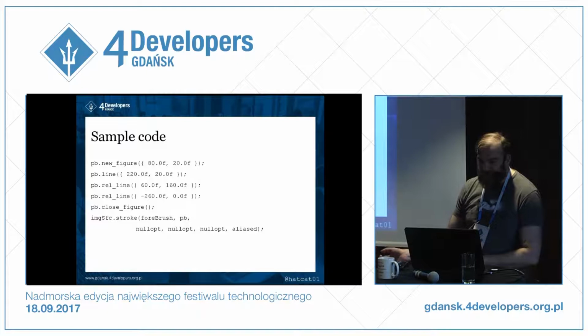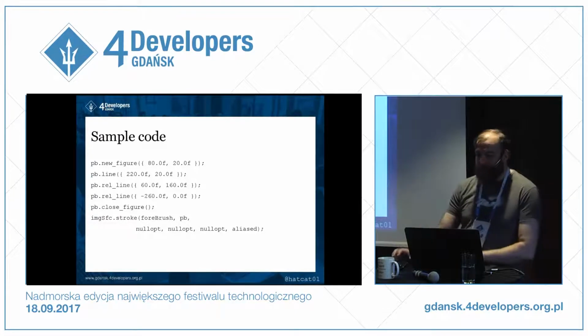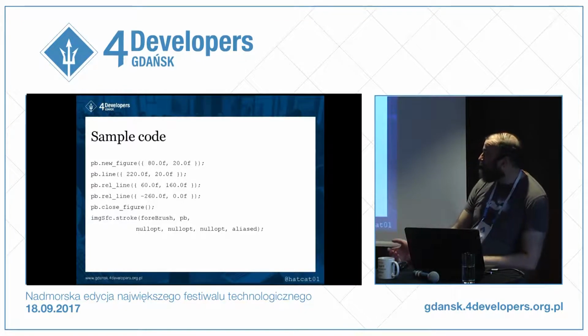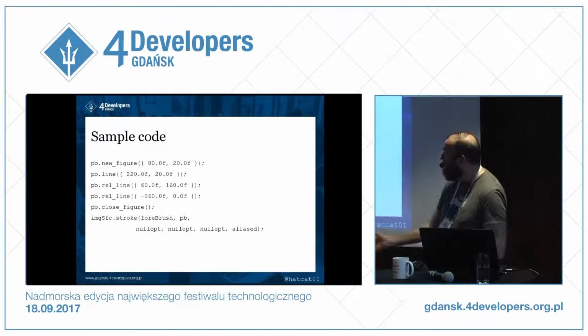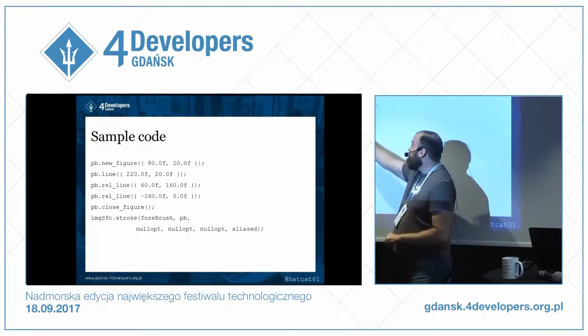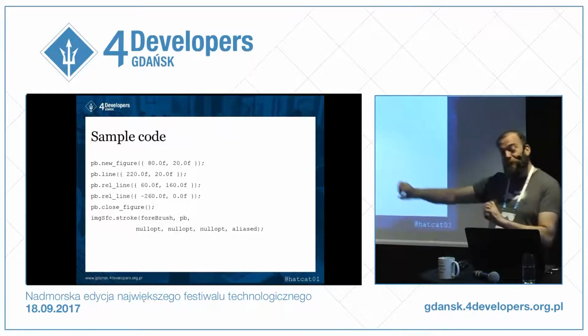So, the first 5 instructions of this first sample work on the path builder object. So we create a new figure, draw a line. So the new figure starts at 80, 20. The line goes 200, moves to 220, 20. So that's going along 200 pixels.